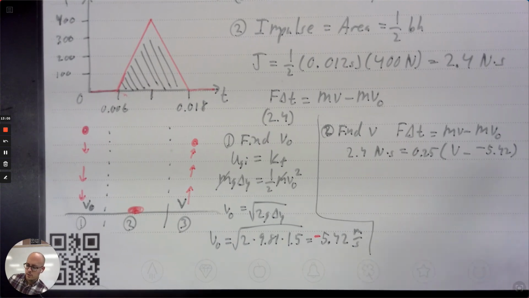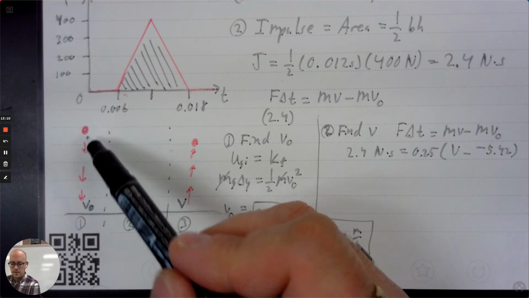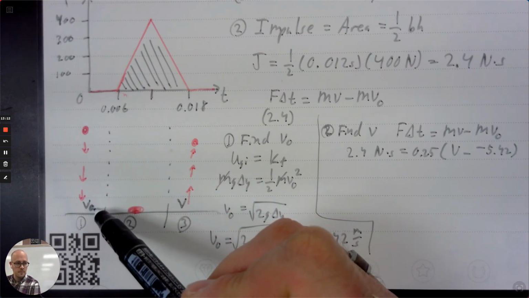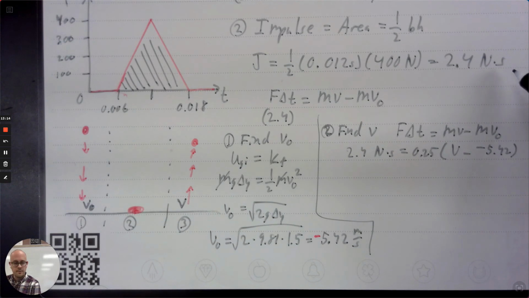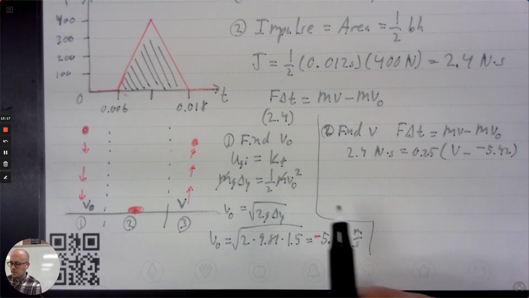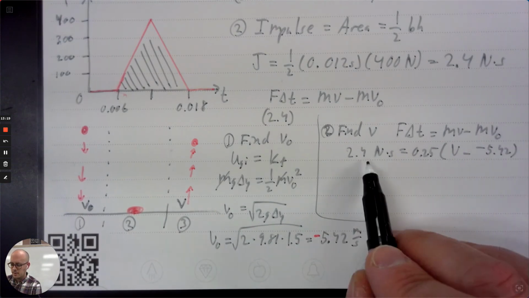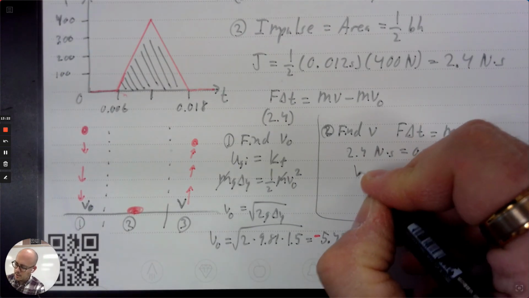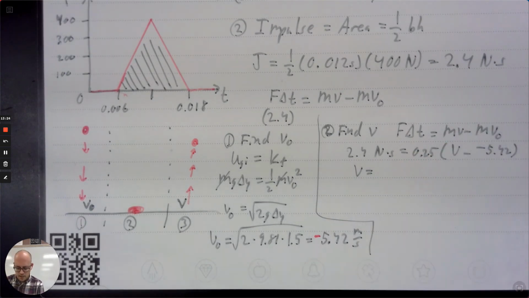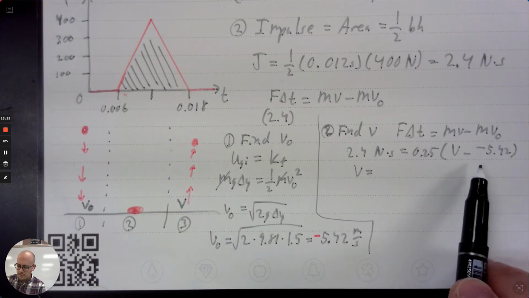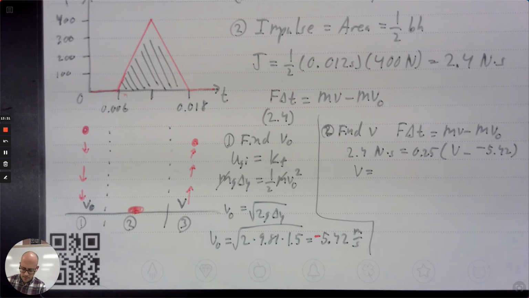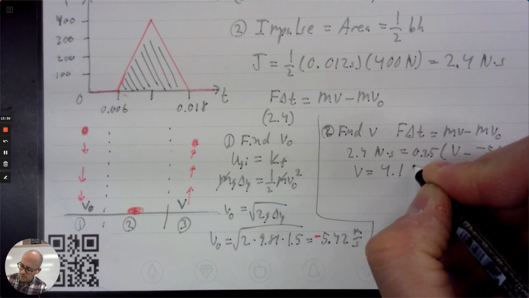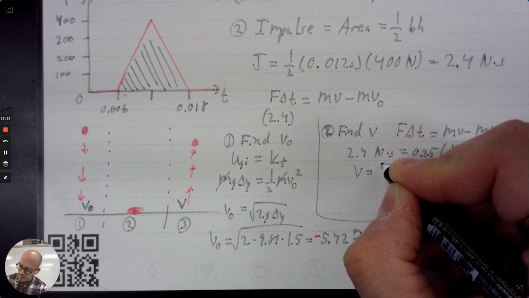So notice what's happening. I'm ending up doing this problem in sequence. I found the velocity with which it hit the ground. I also found the impulse from the ground. And I'm now using the initial velocity and the impulse to find the final velocity. So I can talk you through my algebra. I would do 2.4 divided by 0.25. I would take that answer and subtract 5.42, and I would get 4.18 meters per second.